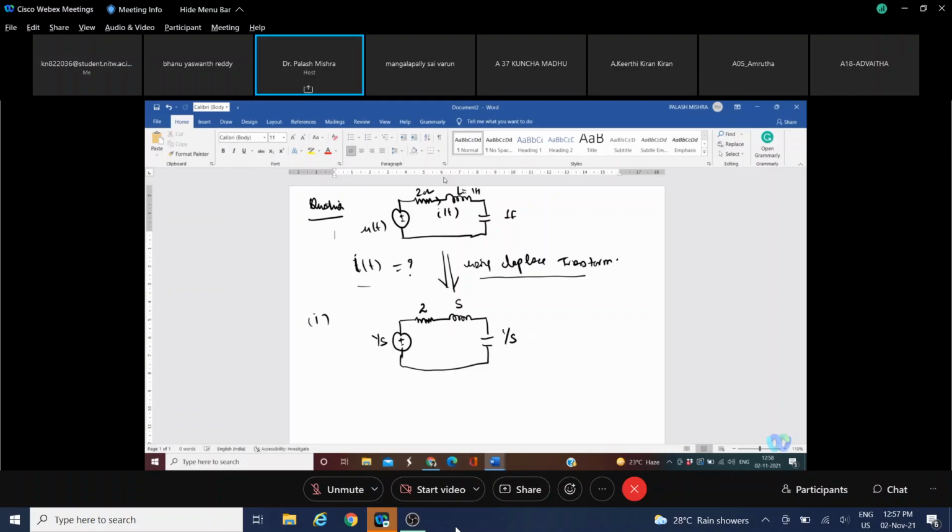Now the current that is flowing in the circuit is I(s). So I(s) is, please tell me, 1 upon s divided by 2 plus s plus 1 upon s. Now from this you have to take the Laplace inverse and get me the value of i(t).